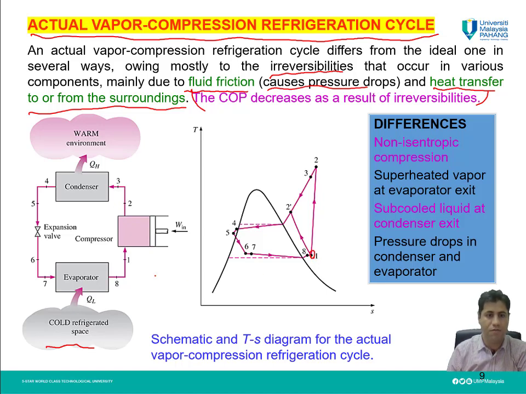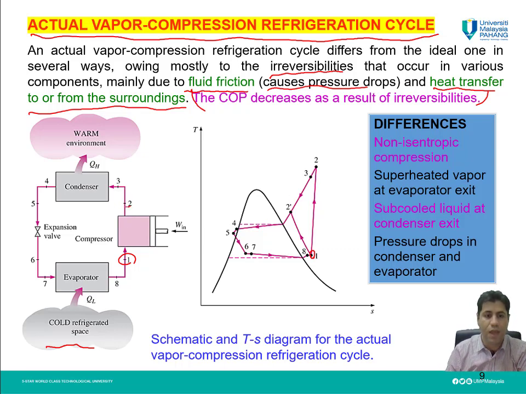Then if we want to show this on a T-s diagram, if we start from state 1, first of all, state 1 in the ideal cycle we assume is a saturated gas, but generally it is a superheated gas. And we assume that from state 1 to state 2 we have an isentropic process. However, generally it is not like that, and the process goes from state 1 to state 2 prime. Instead of an isentropic process, the entropy will change due to the fluid friction and the heat transfer.